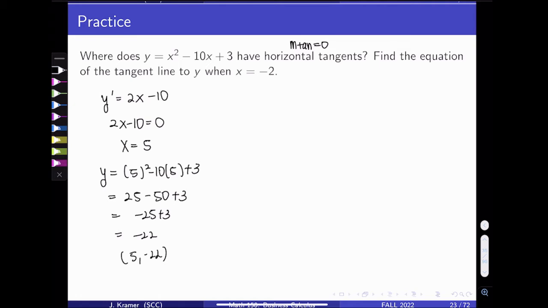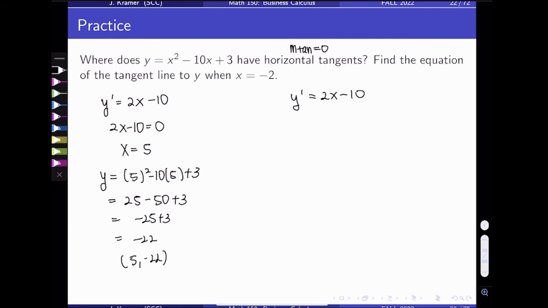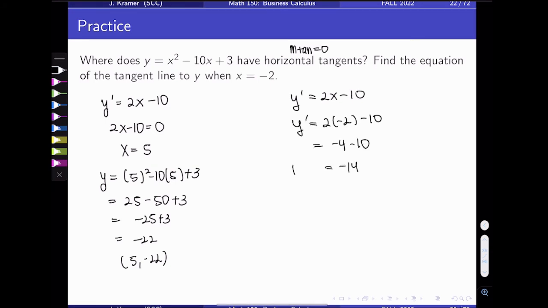And so this time we'll take our derivative, y prime equals 2x minus 10. We'll find the slope of the tangent line when x equals -2 by plugging -2 into the derivative. So the slope of the tangent line at x equals -2 is -14.